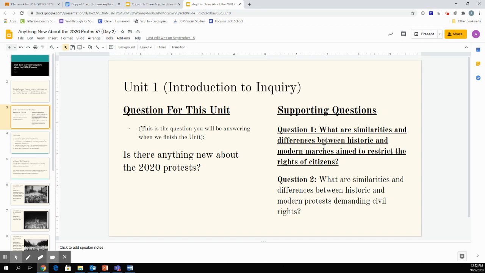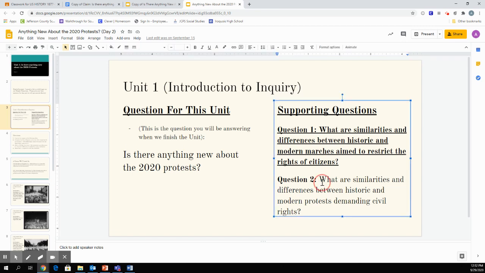So we're just going to spend a little bit of time on there, and I'm going to give you some examples, and then we're going to move on to a little bit more in depth about similarities and differences between protests where people are actually demanding civil rights and equal rights.